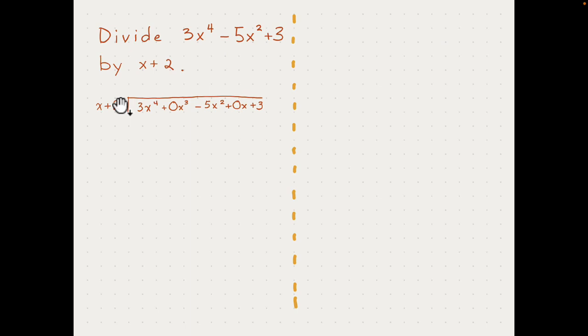So when you learn long division just with numbers, you learn that there is a sequence that you go through. You divide, you multiply, you subtract, you check, and you bring down. So with polynomial long division, it's the same process.